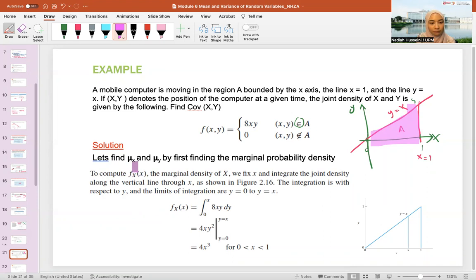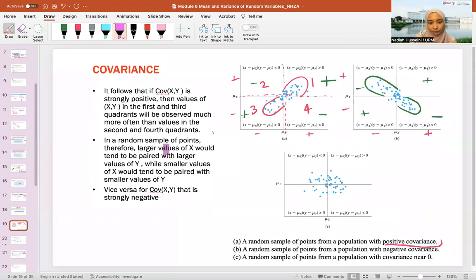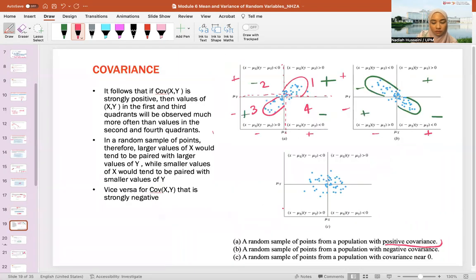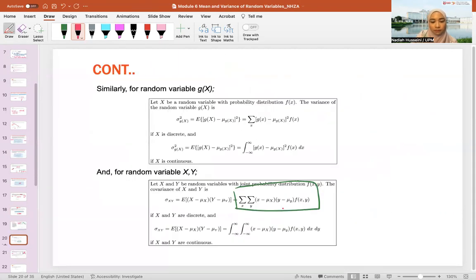So let's find the covariance of X and Y. First, we need to find mu of X and mu of Y. Why? Because the equation tells us that covariance is mu of xy minus mu x mu y. Let's use this equation, which is more straightforward, because the other one is hard. So we need to find mu x, mu y, and also the joint mu. Joint mu minus mu x times mu y.